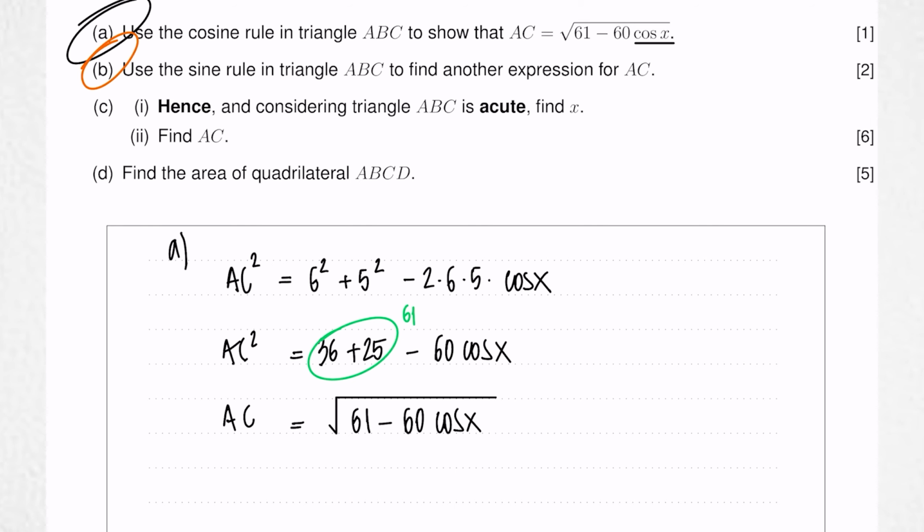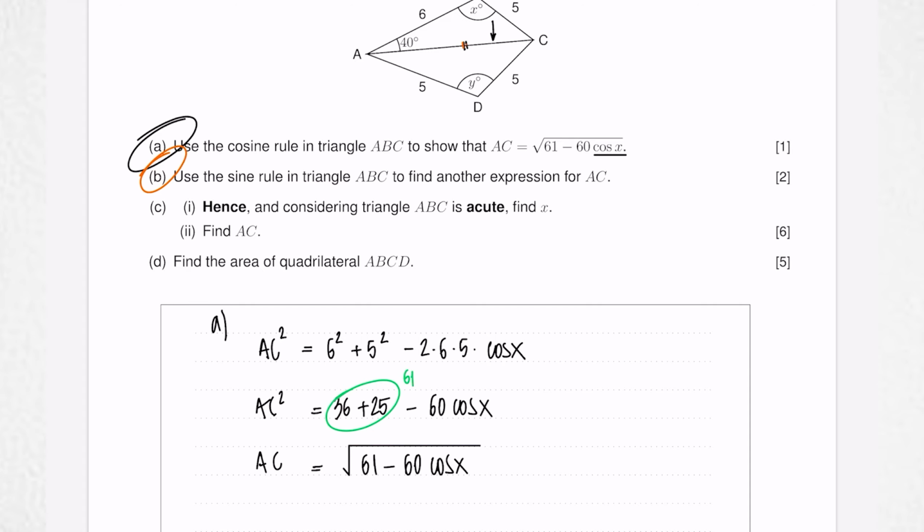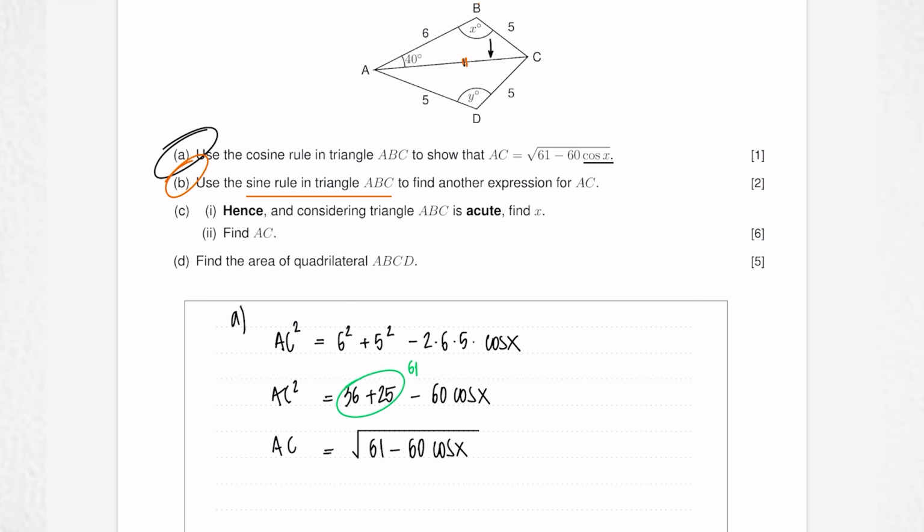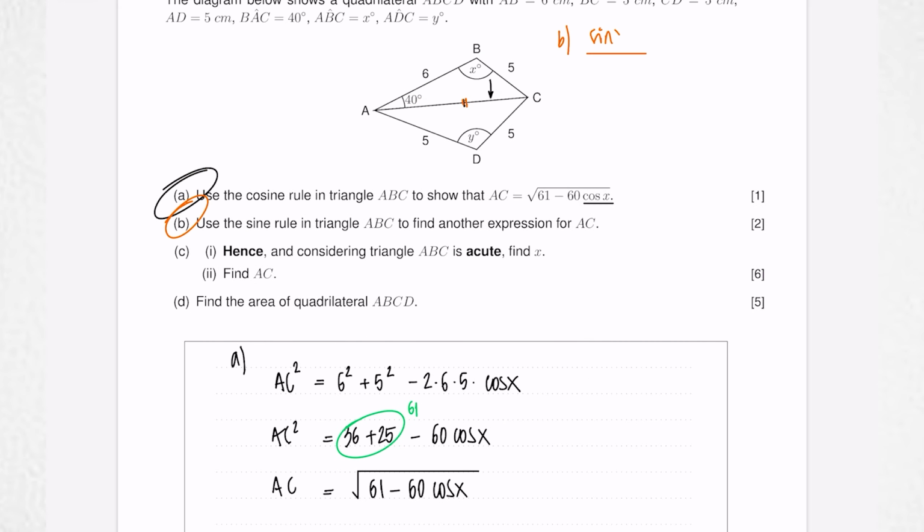Now we're going to get another expression for this same side AC, but using now the sine rule in the same triangle. And we're going to use this angle with this side and this angle with this side, given that we don't have this angle, so we cannot use this side with it. So we have sine of x over its opposite side equals sine of 40 over its opposite side as well. So AC is 5 times sine of x over sine of 40 degrees.